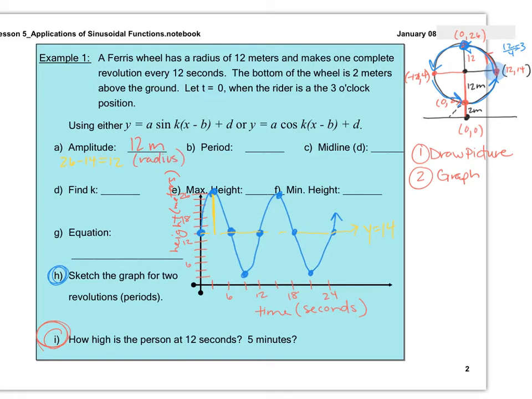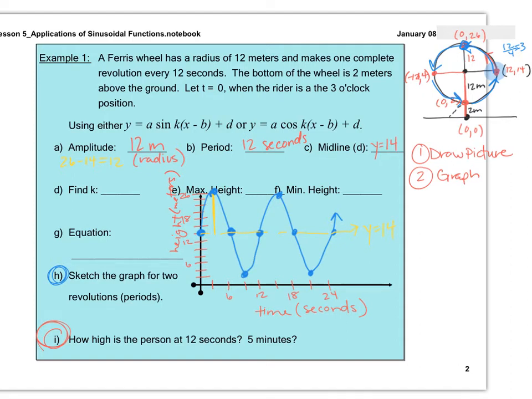The period, how long does it take to repeat? Well, it's going to repeat every 12 seconds. This is a pretty fast Ferris wheel. We're going to be whipping around. The midline we just talked about is at y equals 14. It keeps coming back to that spot that's 14 feet above the ground.